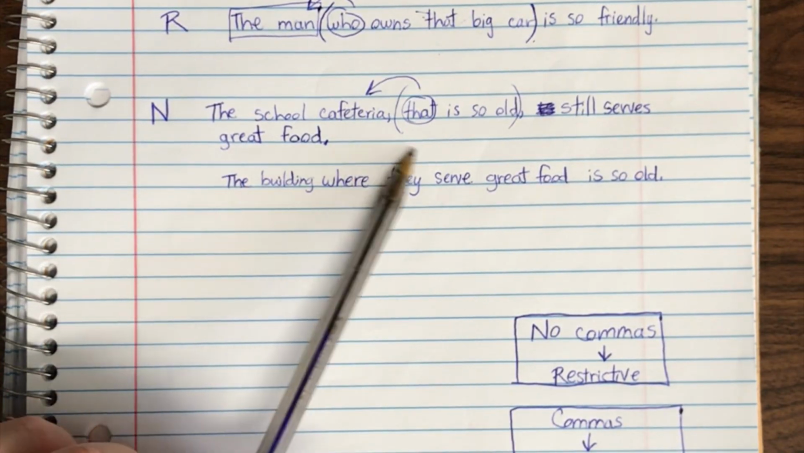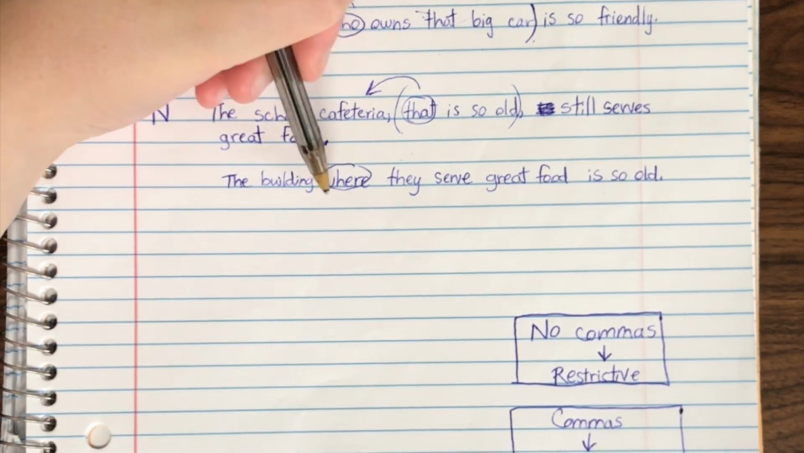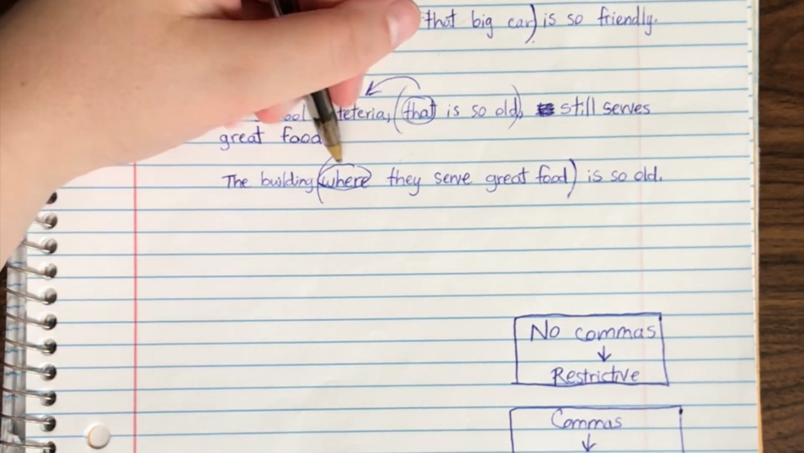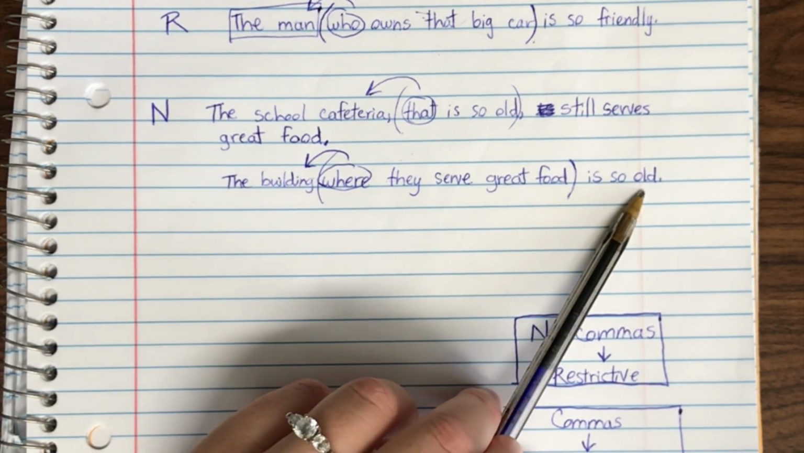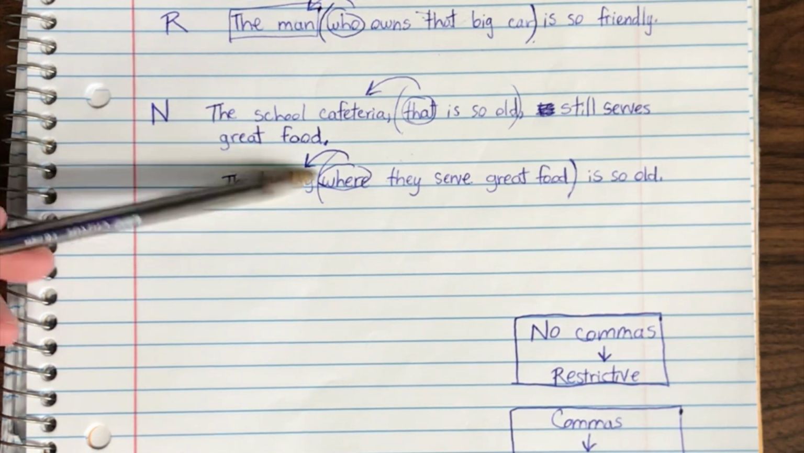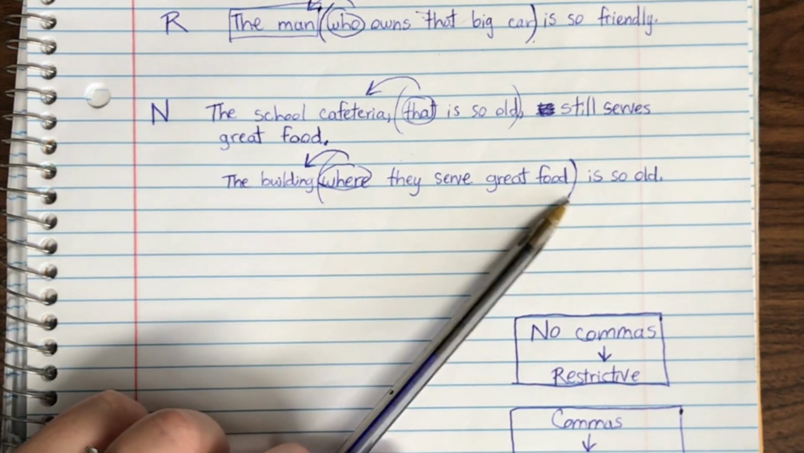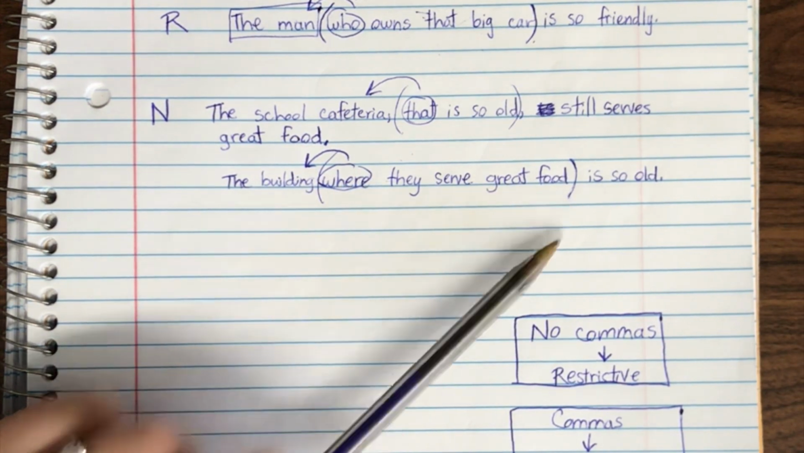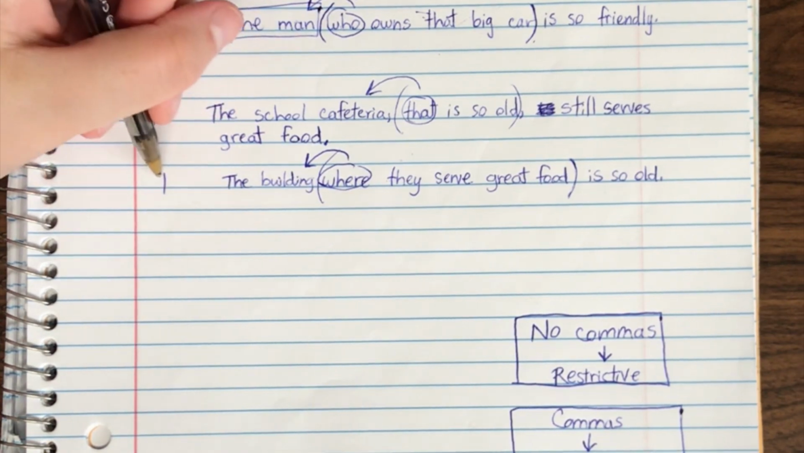Next one. The building where they serve great food is so old. So our clause here, where they serve great food, let's take it out and see if we can still identify our noun, which is building. It says, the building is so old. So as you can see, we now don't know what building we're talking about. Which building is so old? The purpose of this clause, again, is to specify the building where they serve great food. So it does not need commas. It's essential for the meaning, and it is restrictive.